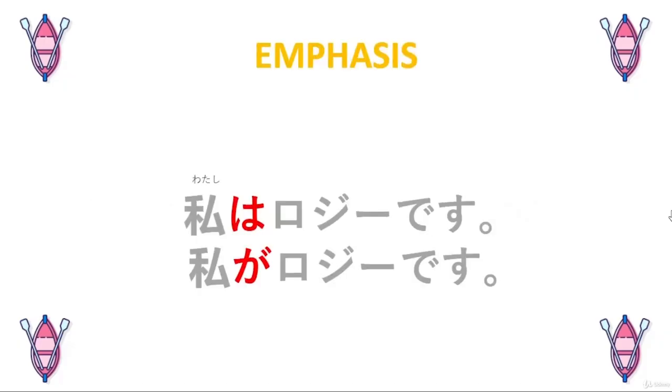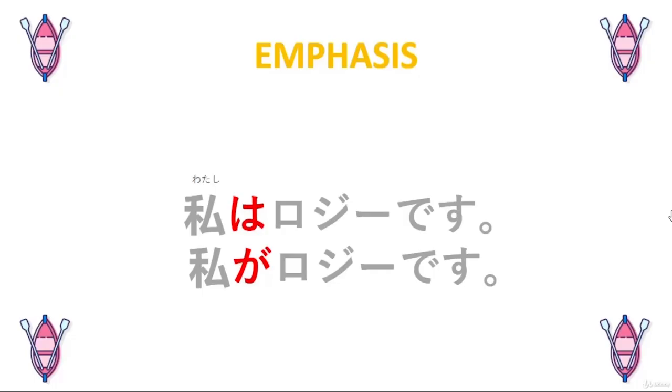Okay, and another purpose why do we use ga is for making emphasis. Now let's take a look at these two short sentences. Watashi wa Roji desu. In English, this would mean I am Rosie. And the second sentence, Watashi ga Roji desu, would also mean I am Rosie. So in English, there is no difference between these two sentences. However, in Japanese, there is a slight difference. If you say watashi wa Roji desu, you're not putting emphasis on anything. You're just saying, oh, I am Rosie. Okay?